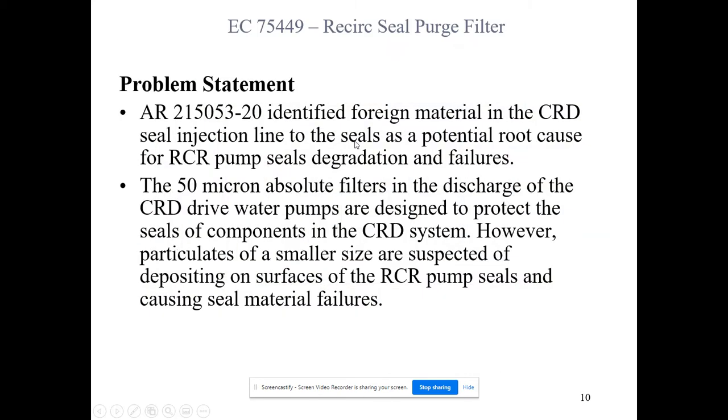So here is a problem. So we just talked about how whenever we were designing the system, we need to make sure that it doesn't need any maintenance. So we had a 50 micron filter, which is very, very small, and they were supposed to protect all the components inside the system. So the particulates that were smaller than that kept getting into our reactor recirc pumps and causing the seals to fail. So the reactor would have to shut down to go and replace these seals.